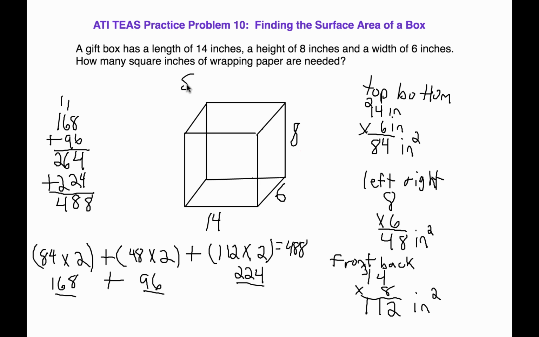So our surface area of this gift box is 488 inches squared. So in other words, that's how much wrapping paper we need in terms of surface area, inches squared, to cover this box. Okay? And that's how you find surface area, guys.